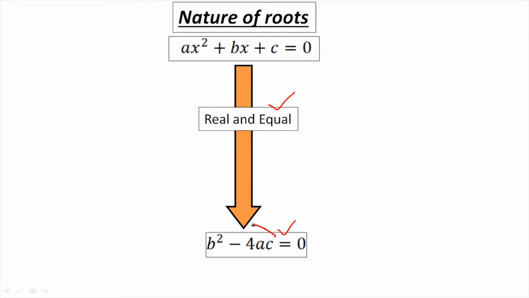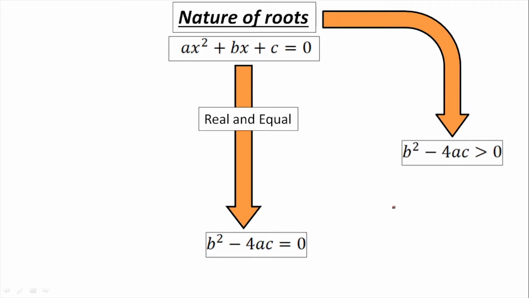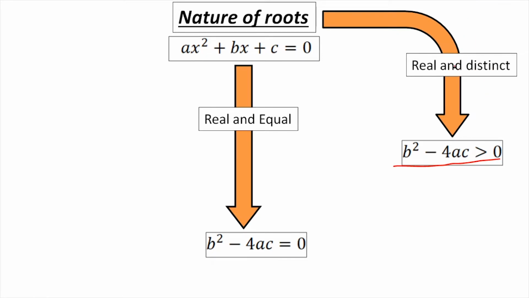When we solve b square minus 4ac and it equals 0, at that time we say it is real and equal. After that, suppose after solving b square minus 4ac we get a value greater than 0, a positive value like 1, 2, 3, any positive value. At that time we say the roots are real and distinct.